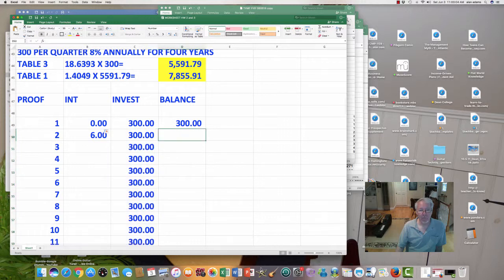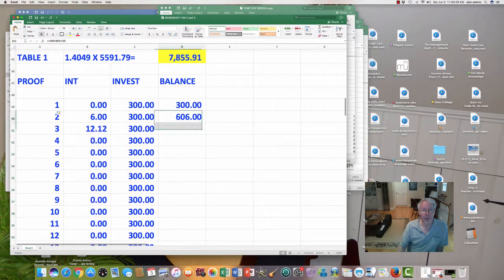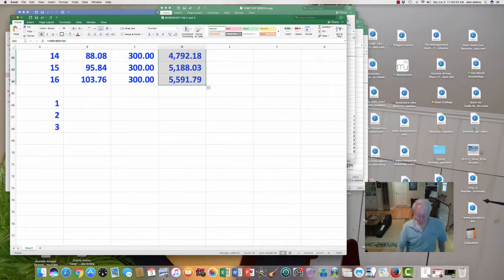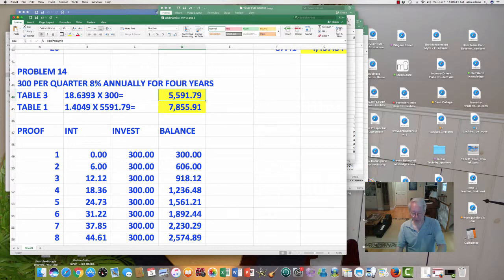Okay? So now, continuing my proof, what does she have at the end of the second quarter? She has how much she put in at the end of the first quarter, she has the interest she earned during the second quarter, and she has how much she invests at the end of the second quarter. She now has $606. Okay? I'm going to replicate that all the way for the number of periods we have, and let's see what we end up with. For the first half of this problem, 5591.79. We think it was 5591.79. There it is. It worked.